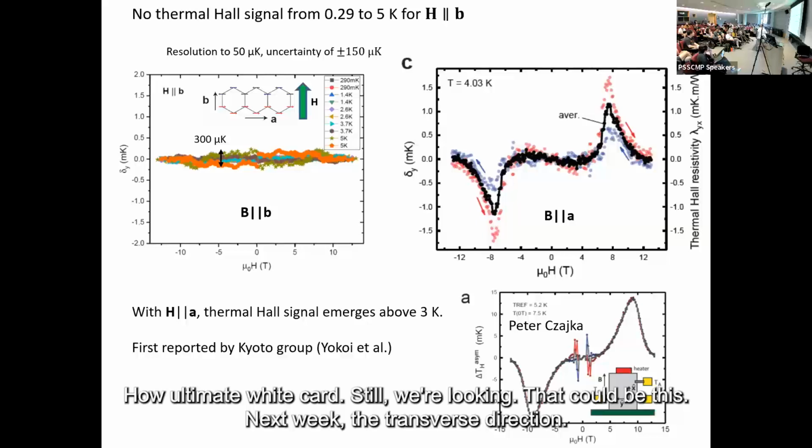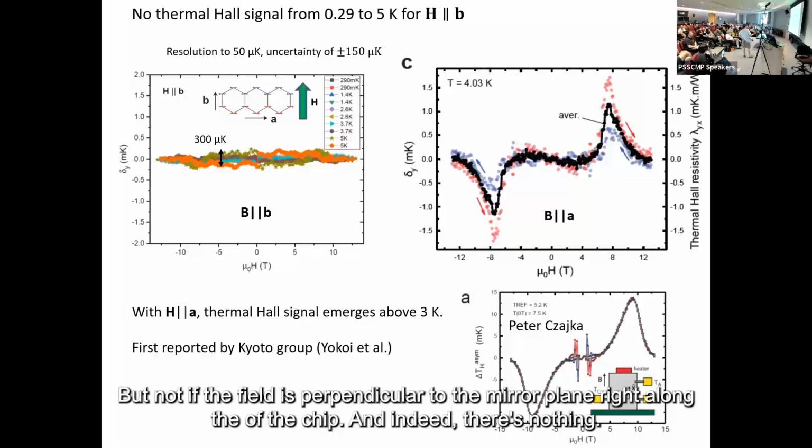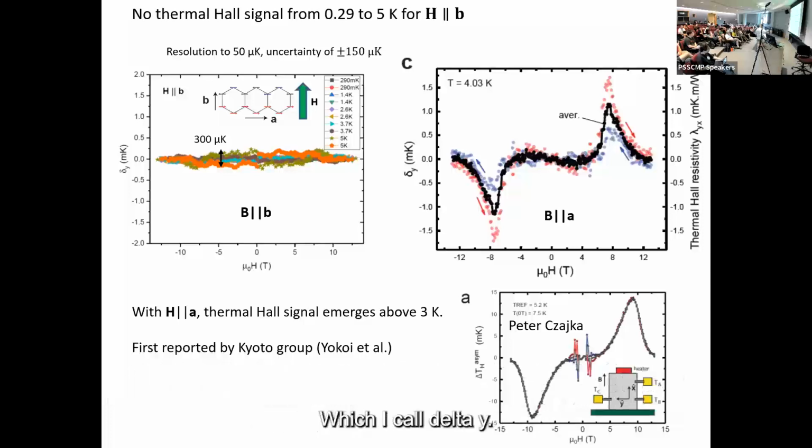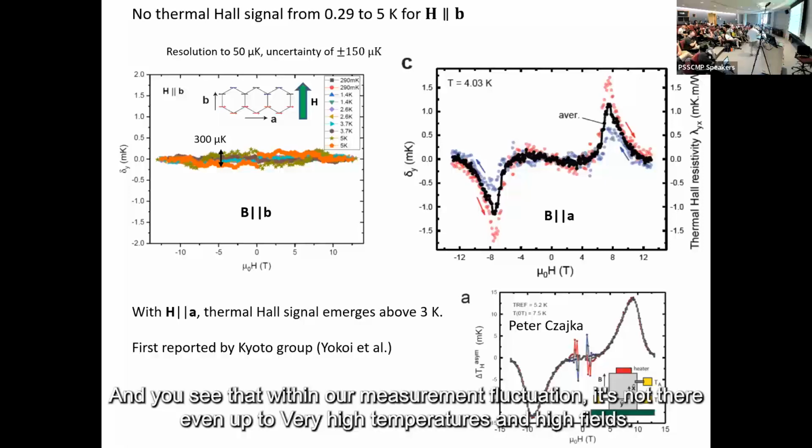Still, there could be a net heat current flowing in the transverse direction, but not if the field is perpendicular to the mirror plane, along the armchair. And indeed, there's nothing. So this plots the temperature difference between the two edges. The measurement is, we hold the current density fixed and look for a tiny difference in temperature, which I call delta Y. And you see that within our measurement fluctuation, it's not there, even up to fairly high temperatures and high fields.